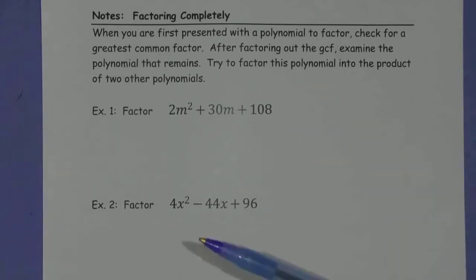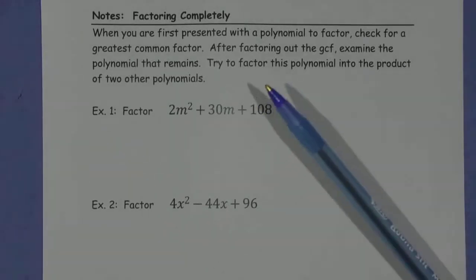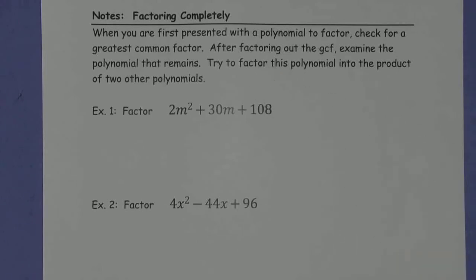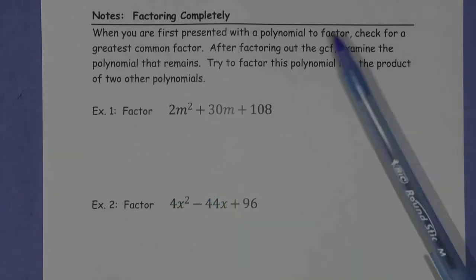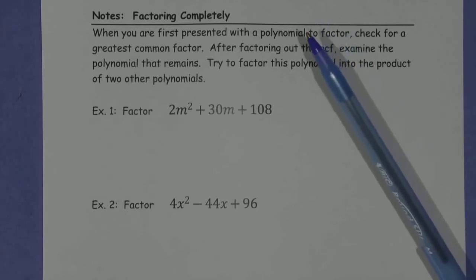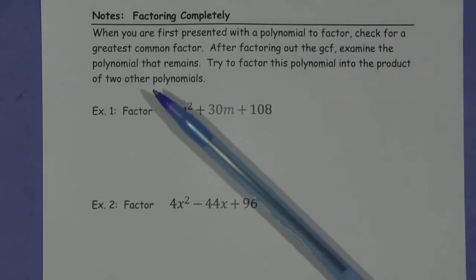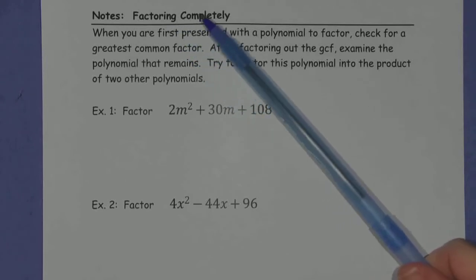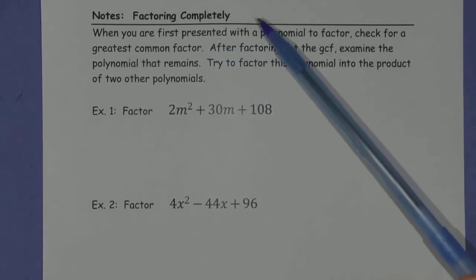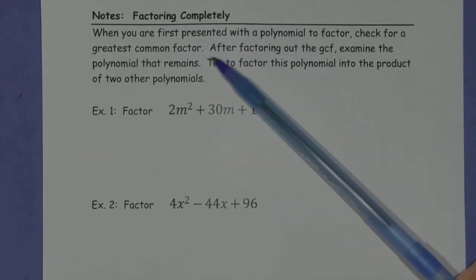So far in this unit, we've learned some different techniques for factoring. We've learned how to factor by the GCF. We've learned how to factor trinomials of the form ax squared plus bx plus c when a is 1. We most recently factored the difference of two perfect squares. And today we're going to do what's called factoring completely. And that pretty much means you're going to combine everything you've learned so far.